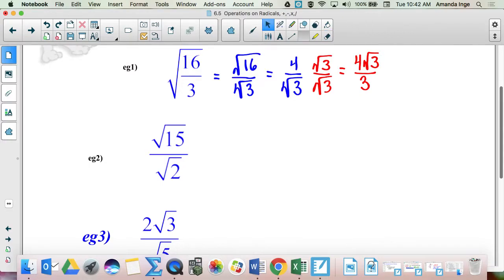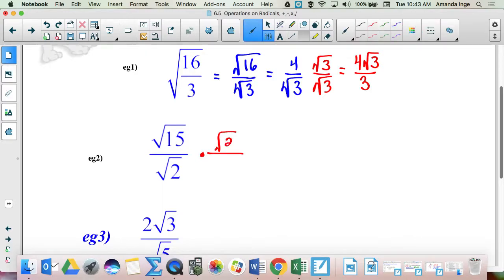So the next one, even if I rewrote this as the square root of 15 divided by the square root of 2, we couldn't simplify it, could we? So what do we want to multiply by? We want to multiply by the square root of 2 over the square root of 2 to get rid of the square root in the denominator. We can have a square root in the numerator, but we can't have a square root in the denominator. There are no perfect squares that go into 30, so we'd have to leave it just how it is, the square root of 30 over 2.